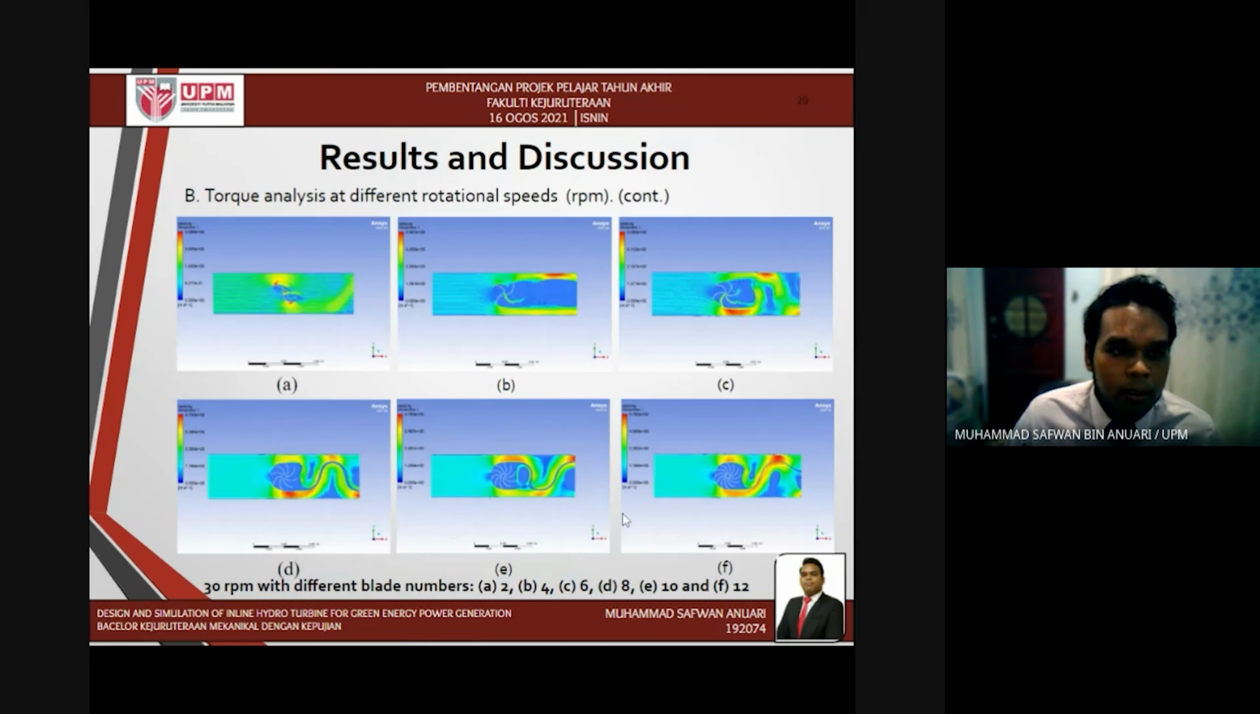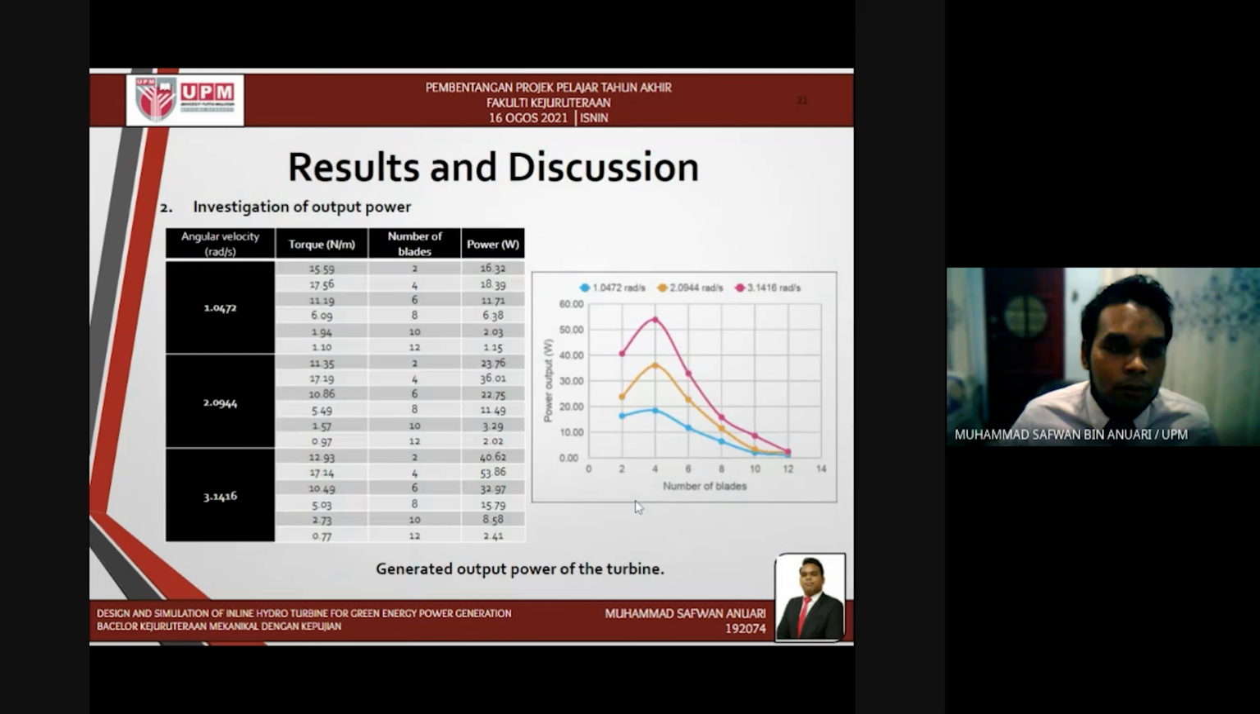This is 20, this is 30. From the figure, it can be seen that the minor portion of the flow hits the turbine blades of 8, 10, and 12. It shows that the pipe flow does not pass through the blades, with the flow diverging near the pipe wall, which results in less torque production.